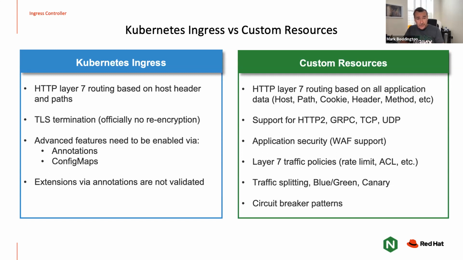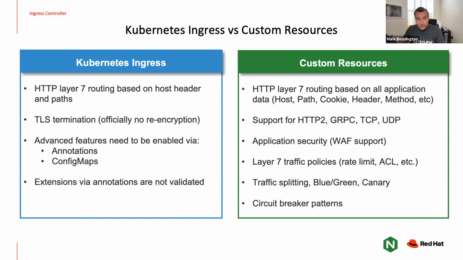We can route based on many different things, not just host and path, but also on cookies, headers, methods, etc. We support additional protocols. We can deploy WAF, as I mentioned earlier, and implement layer 7 traffic policies like rate limiting, access control lists, traffic splitting, and circuit breaker patterns as well.